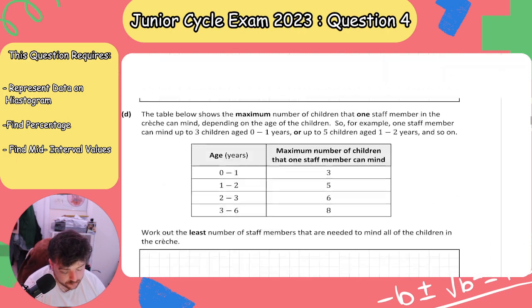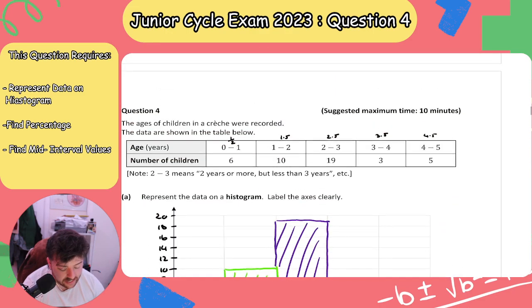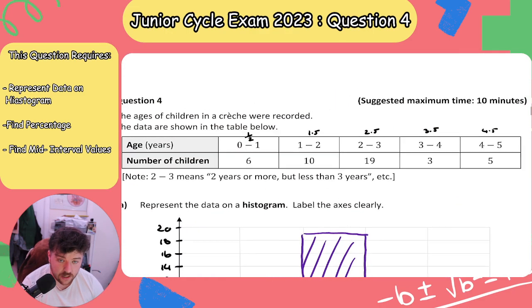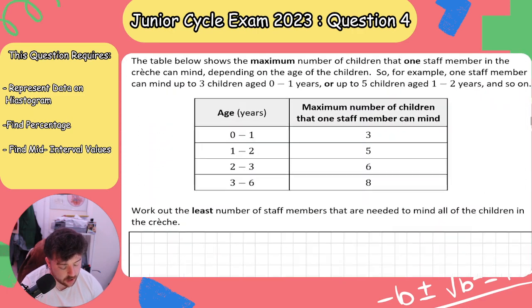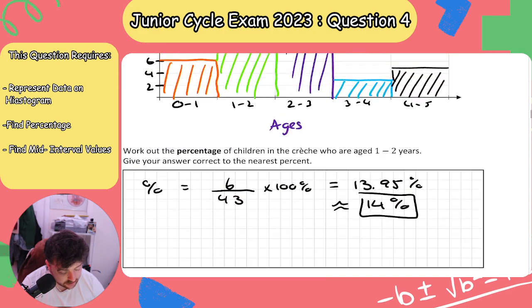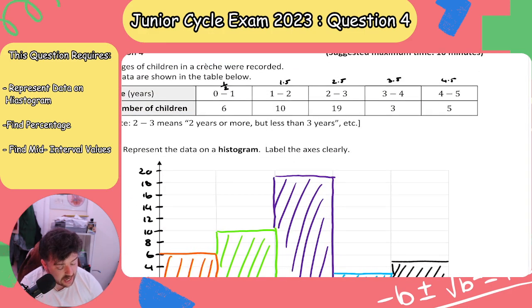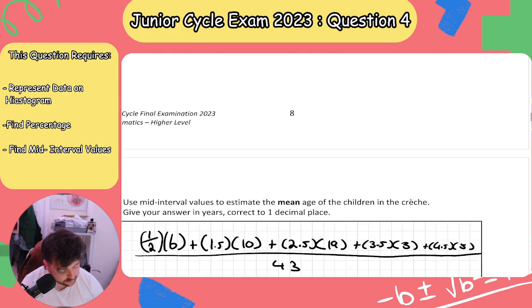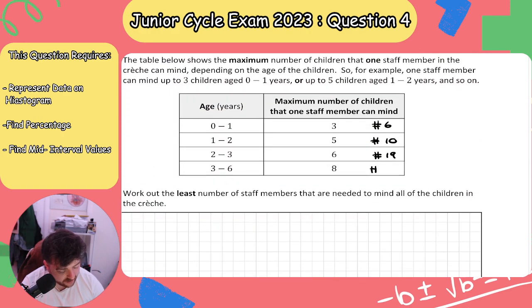So, how many staff members would we need to mind all the 0 to 1 year olds? 2. Right? Because they, according to the table here, can mind 3. And we have 6. Right, so we have 6, we have 10, we have 19, and then 3 to 6, we have 8. Right, and we have 8 children between the ages of 3 to 6.